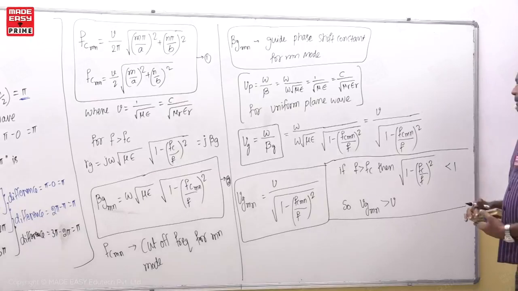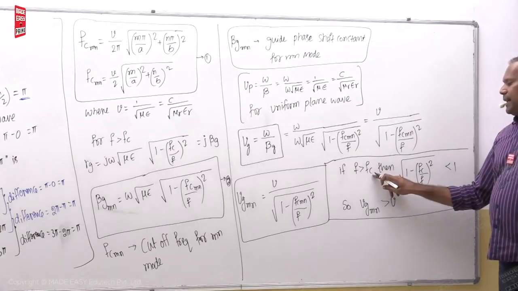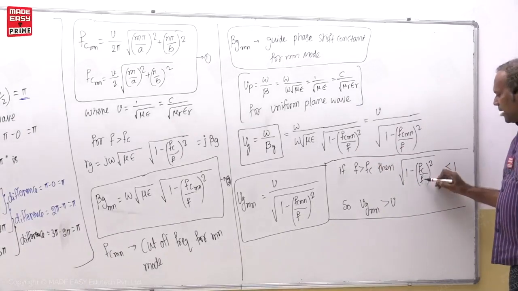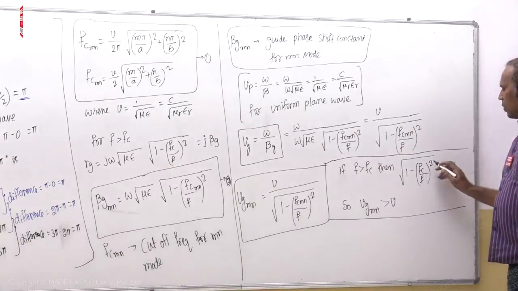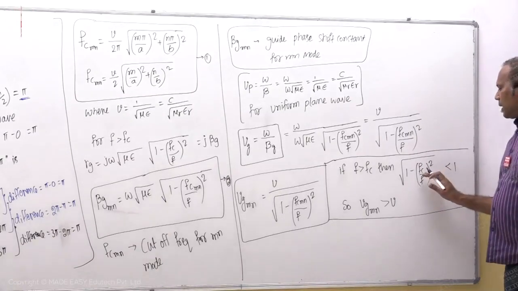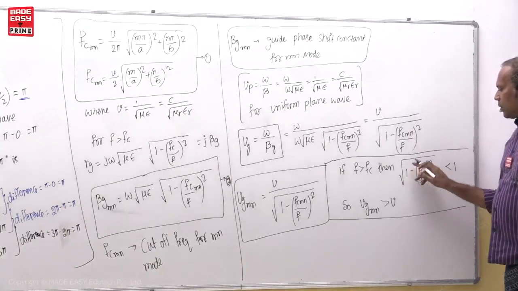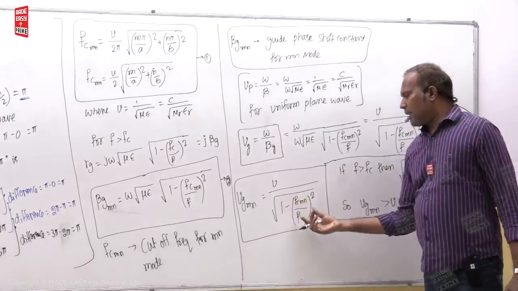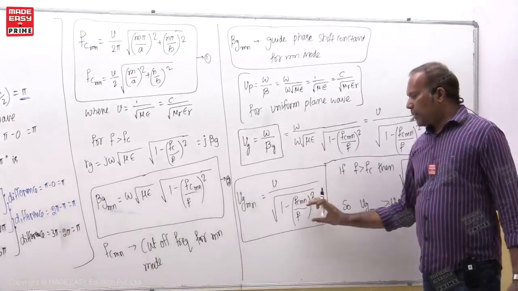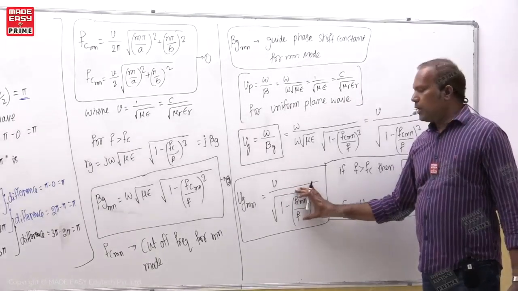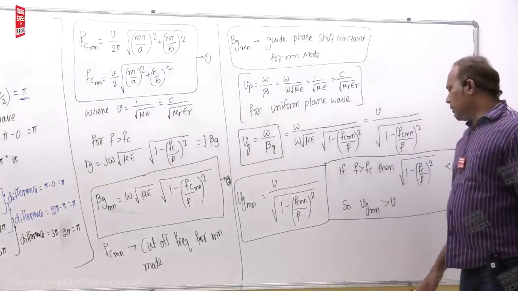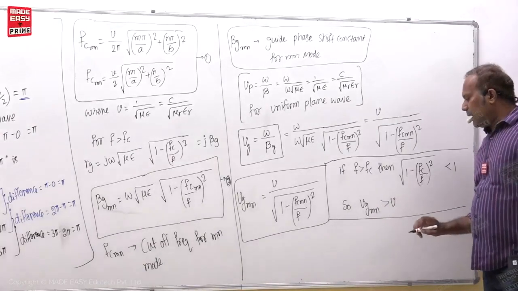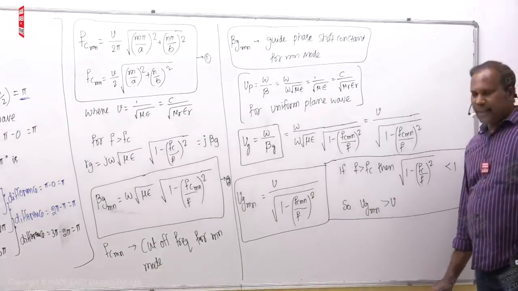What I am telling you is that if f is greater than fc, then fc by f is less than 1, then (fc by f) whole square is less than 1, and 1 minus that is less than 1, so the root of something less than 1 is less than 1. But now here the denominator is less than 1. If it comes to, for example, half, then in the numerator it comes 2, like that. So the conclusion is that guide phase velocity is more than the unbounded medium phase velocity.